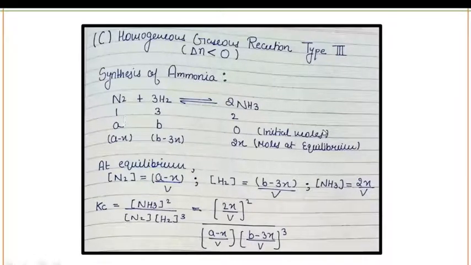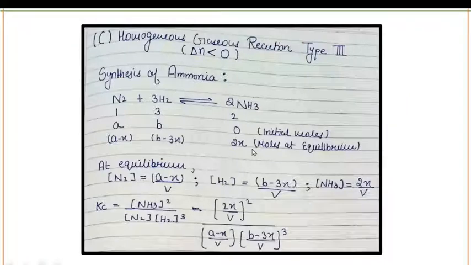So, at the initial condition, moles are A, B and 0. Moles at equilibrium will be A minus X, B minus 3X and 2X. Now, you can calculate the value of Kc as we have done in the two other cases, when the value of delta N was 0 and when the value of delta N was positive.